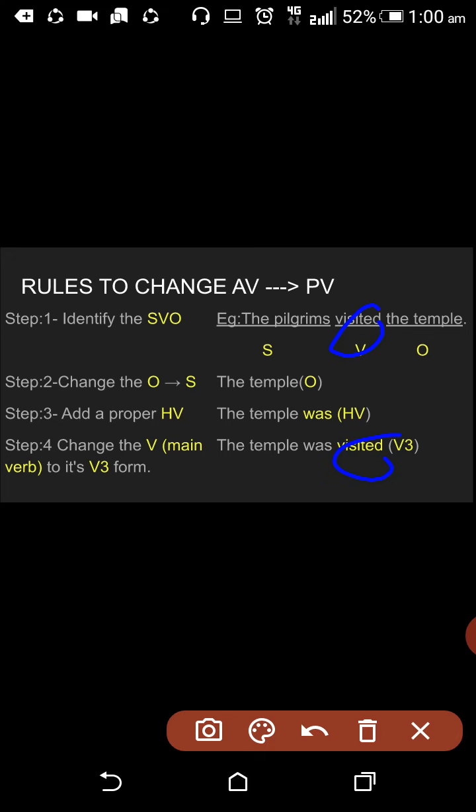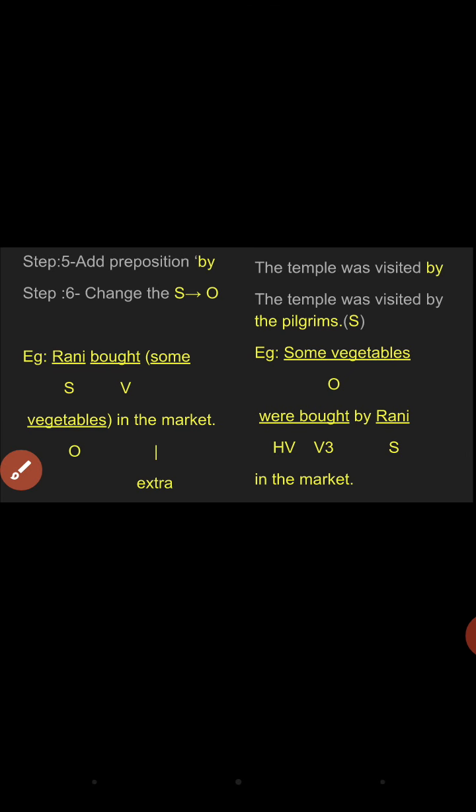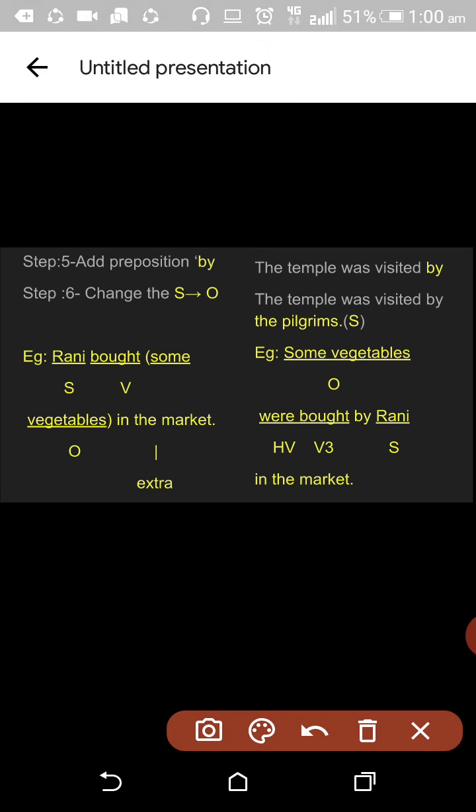So visited is used there, that is V2 form. Here the V3 form is also visited, so I have used visited here. Then the fifth rule is to add the preposition by, that also I have added: the temple was visited by. Then step 6 is to change subject to object. The subject of active voice is changed to the object of passive voice. That's what I have done here.